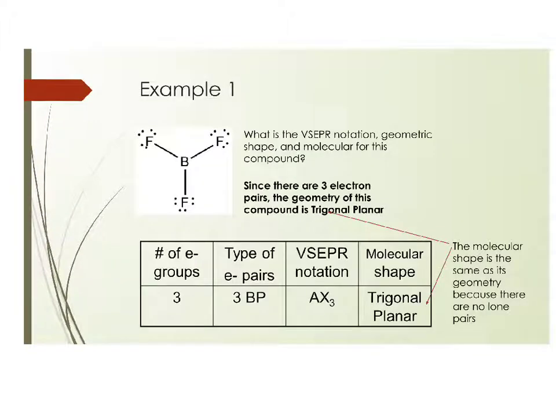Now let's try an example. This question asks, what is the VSEPR notation, geometric shape, and molecular shape for this compound right here? Since there are 3 electron pairs, 1, 2, and 3, the geometry of this compound is trigonal planar. The VSEPR notation is AX3, where A is this right here, and X3 is represented by all 3 of the bonded pairs. The molecular shape is the same as its geometry because there are no lone pairs on the central atom.